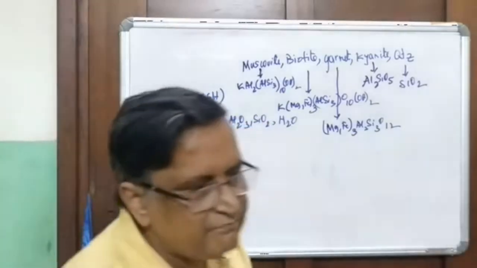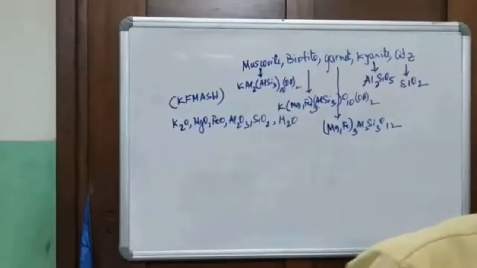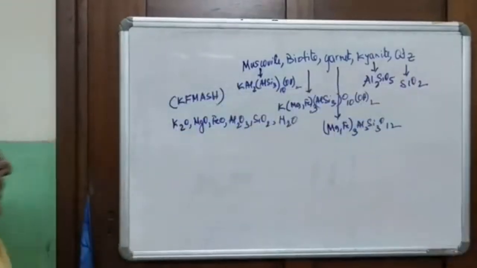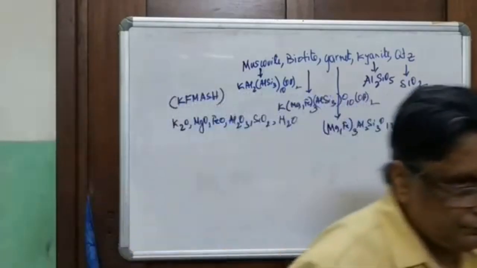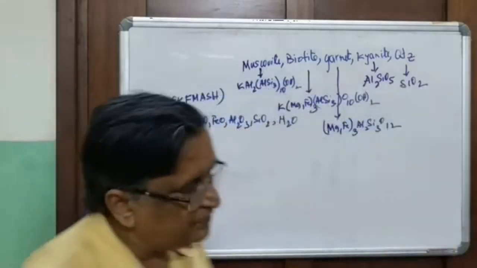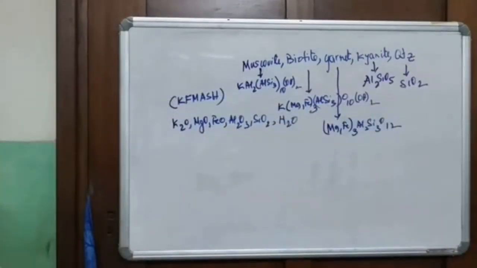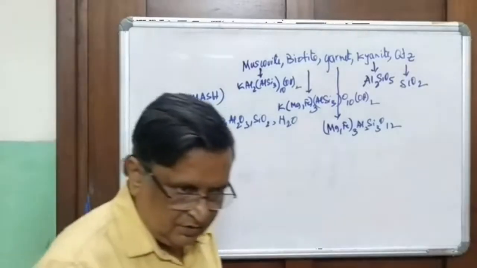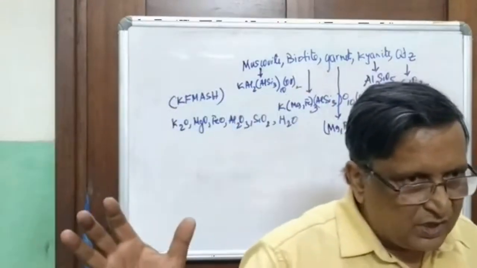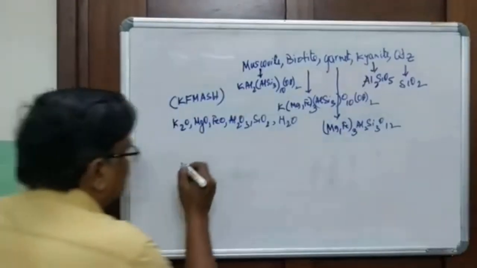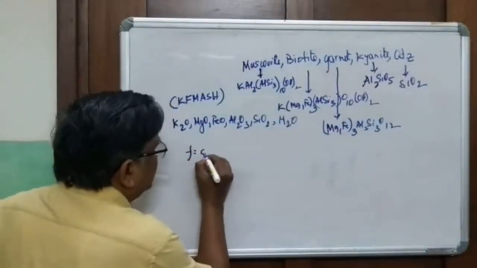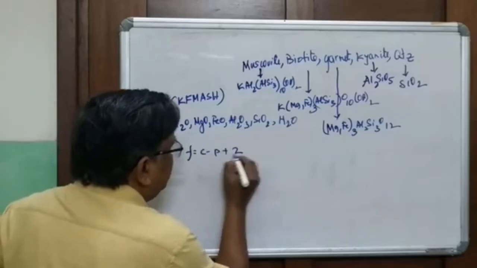KMFASH, the KFMASH system. So now the question is, this is a 1, 2, 3, 4, 5, 6 component system. A 6 component system. So let's see what the Gibbs phase rule says. What does the Gibbs phase rule say? Gibbs phase rule: F = C minus P plus 2.